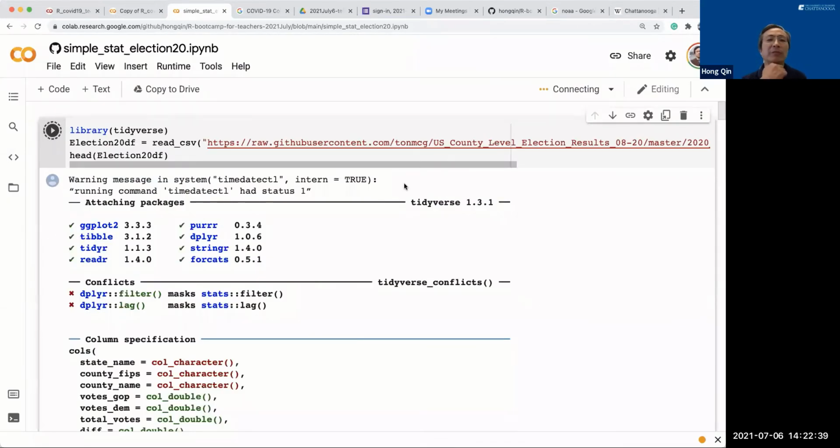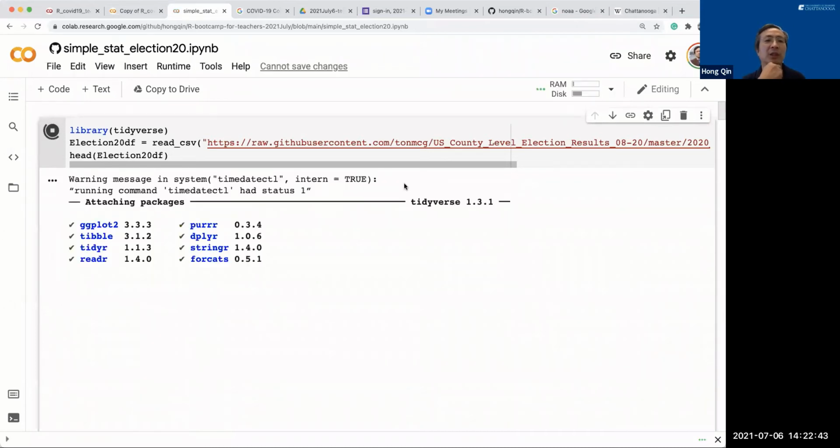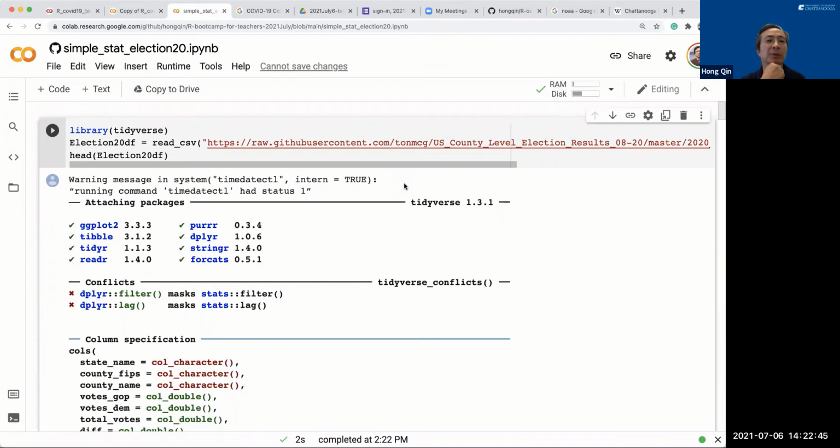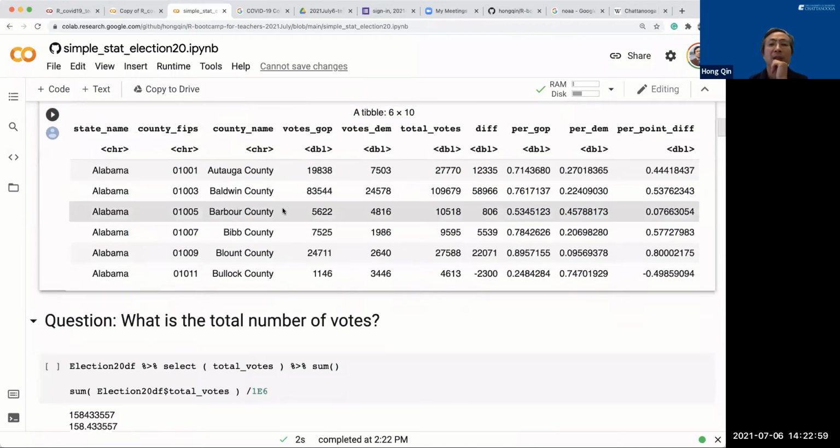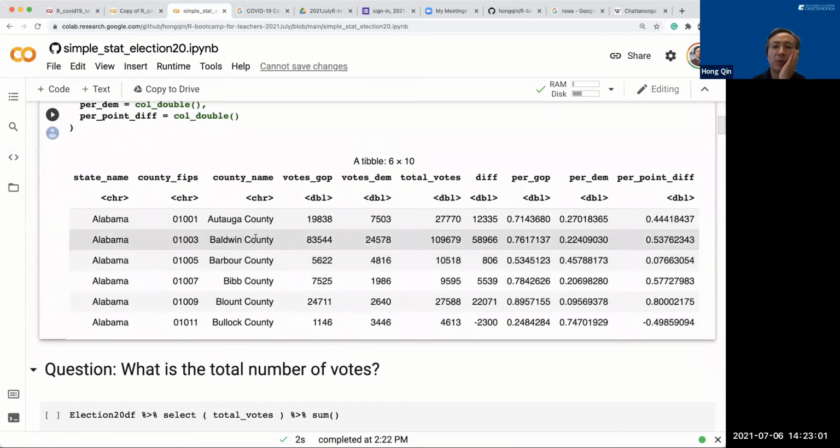If you want to modify the code, you need to save a copy of the code on your own computer, on your own Google Drive. So, okay, someone put a 2020 election result there, and I got that one. This is also a county level voting record.